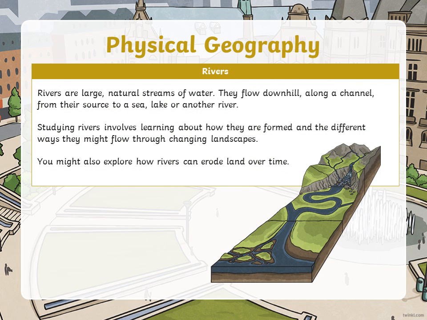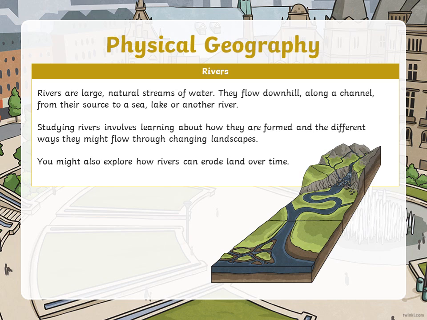Lastly, we are going to look at rivers. Rivers are not man-made. They are all Earth's doings, and they are the rivers and large natural streams of water. Keyword there is they are natural. Humans do not make rivers. They flow downhill along a channel from their source, which is usually the sea, a lake, another river, or even a mountain.